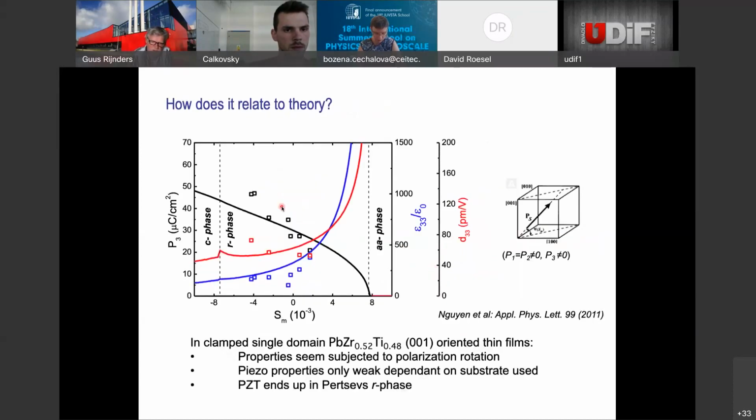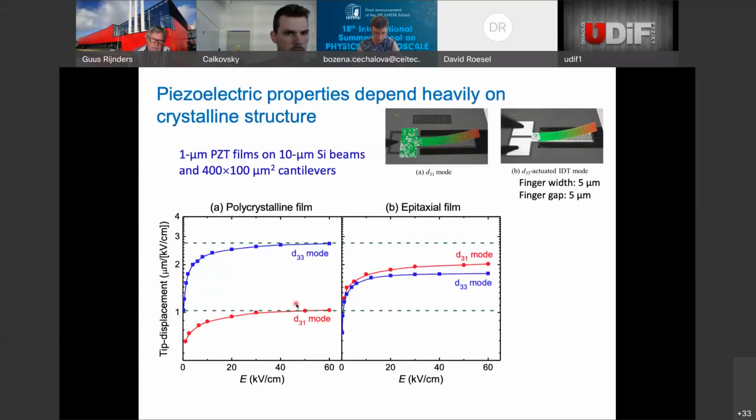And this is the relation towards theory. Because of time, I want to skip this slide over there. So what I wanted to show in this part is that you can have this epitaxial growth of these smart materials, PZT, on top of silicon.